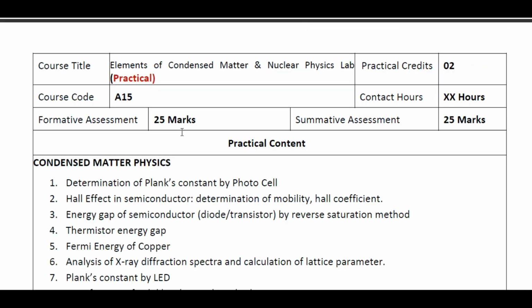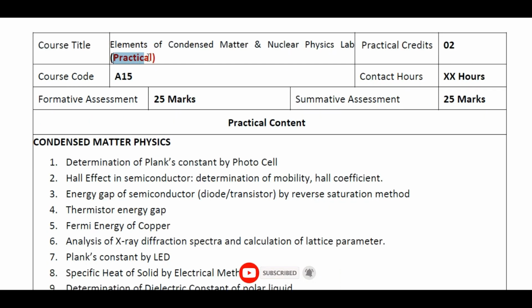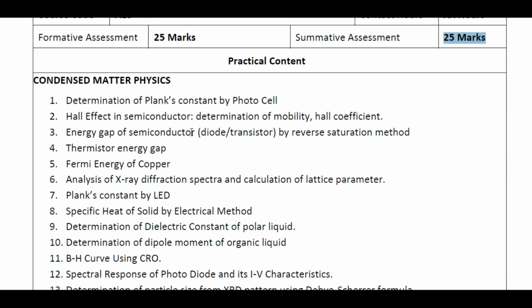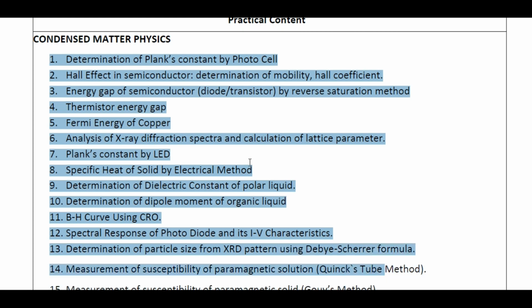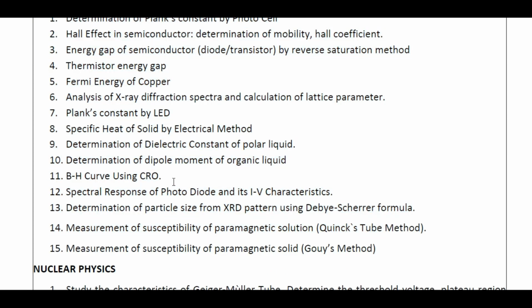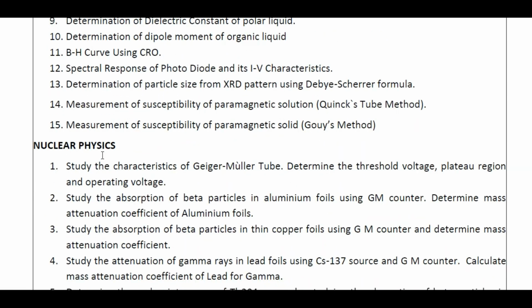Based on this theory subject, there is a practical on Elements of Condensed Matter and Nuclear Physics, and it is for 2 credits. 25 marks for formative and 25 for summative assessment. These are the practical contents the student has to do. They have to follow the list of the practical content. In condensed matter physics a total of 15 are given, and in nuclear physics 6 are given.